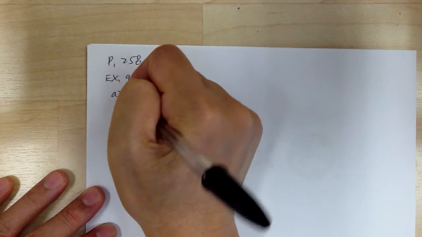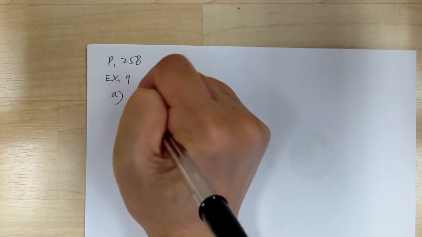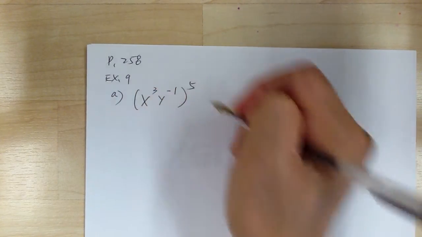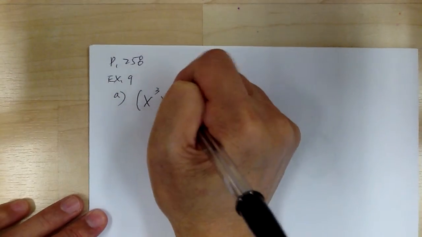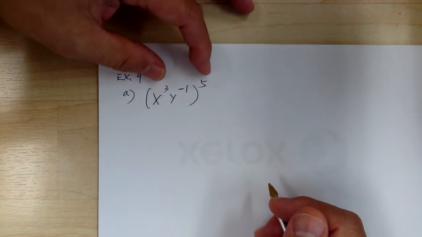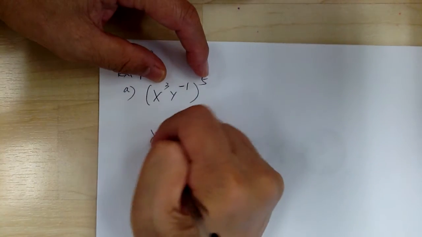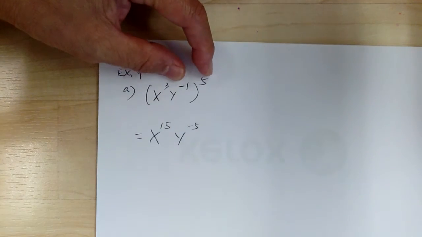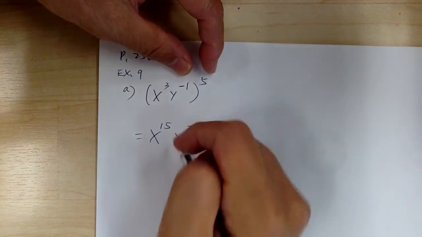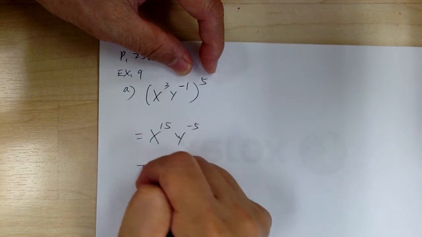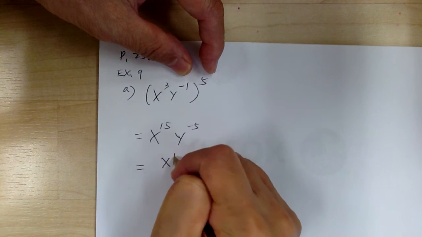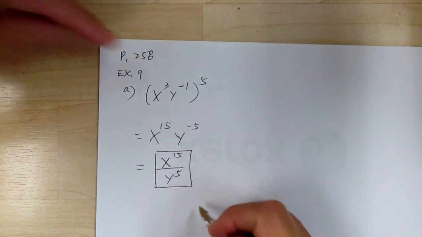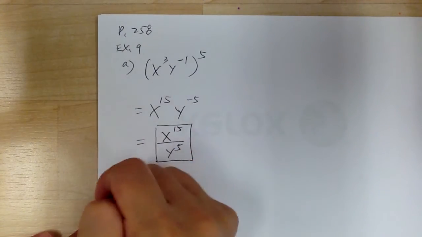Start with A. You have x to the 3, y to the negative 1, all to the 5. So first, let's apply the power rule. So you get x to the 15, and this would be y to the negative 5. Okay? And then after that, a negative exponent, you flip it over to the bottom. So you get x to the 15 over y to the 5. And that's it. Okay, let's go to B.